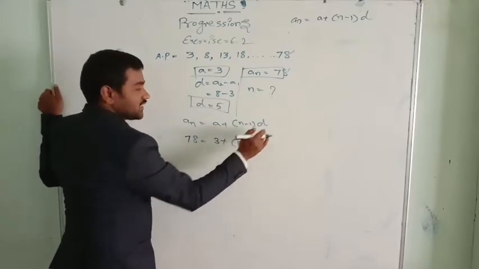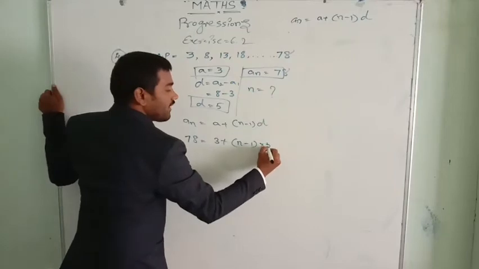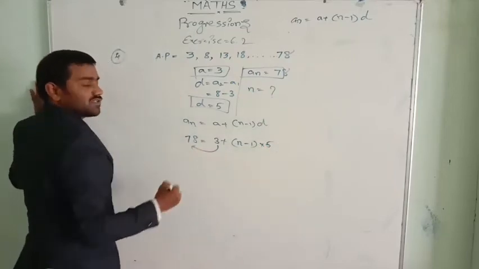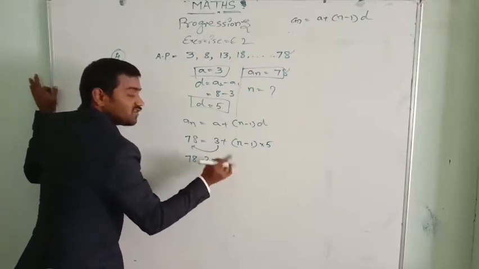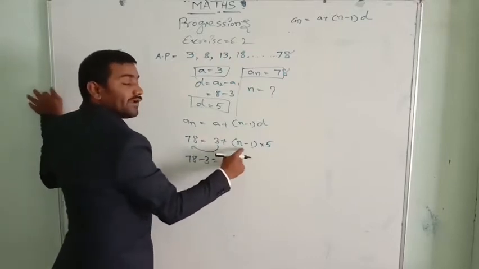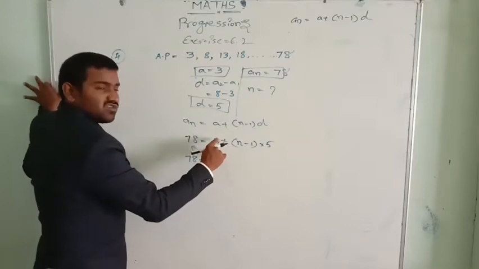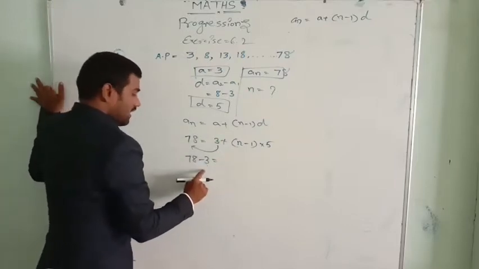Minus 1, we write the same. The d value is 5. Simple. First, this 3 you transfer to this side. 78, this plus 3 becomes minus 3. Always you do this. Whenever you need to find out the n, first you transfer the first term to this side. Plus 3 becomes minus 3.